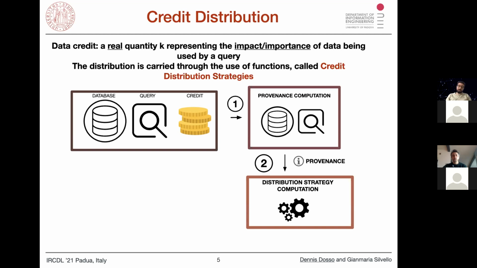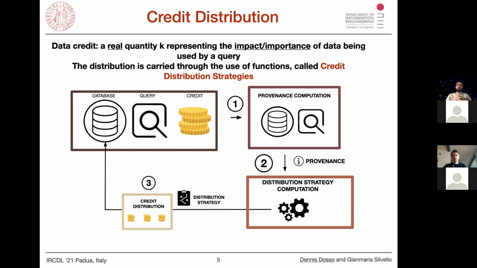It is a function, it is a plan, if we want to call it in this way, that helps us to understand how to distribute this credit into the database. That is, we have this quantity of credit, this budget, if we want, we divide it in portions, and we annotate the data in the database, only the data that are relevant, that were used by the query, with this credit.